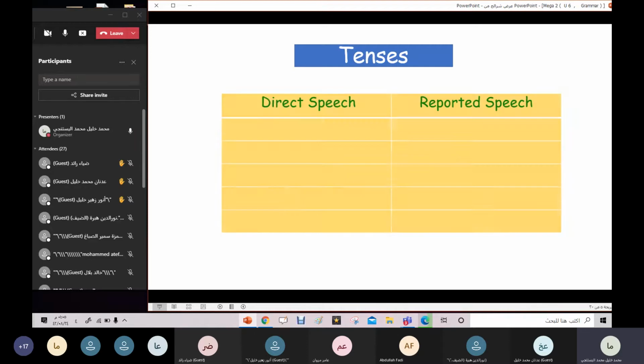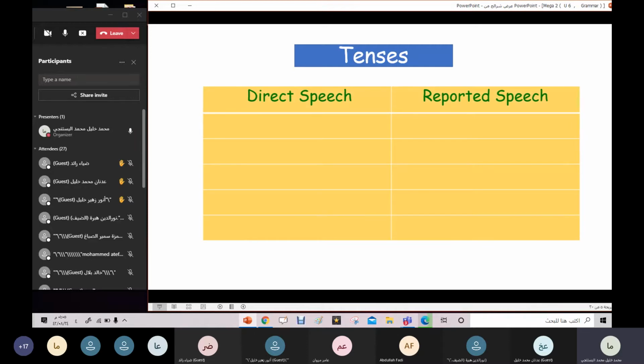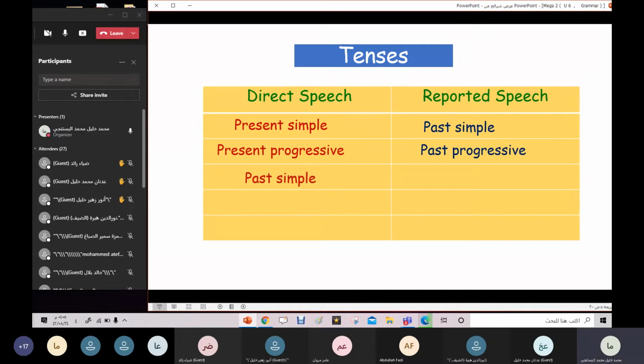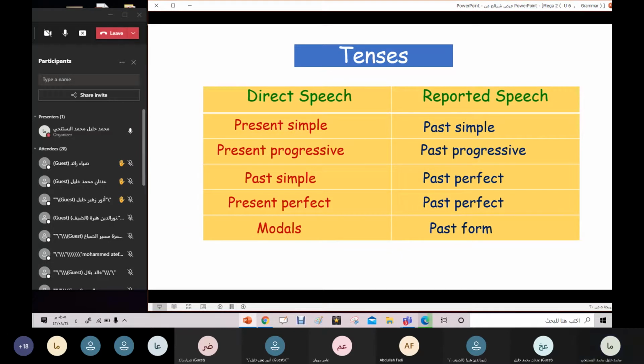So these are the rules, or the things that we have to do. Present simple in reported speech, past. Present progressive, past progressive. Past simple, past perfect. Present perfect, past perfect. Modals, change them to past modals. Can, could, will, would, may, might, and so on. So this is about reported speech.